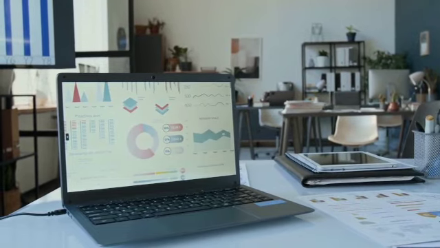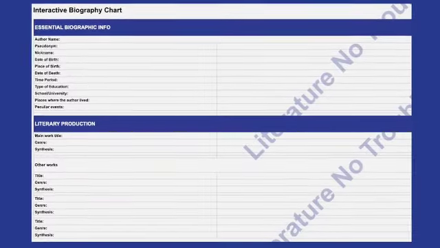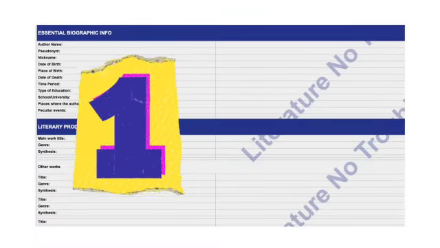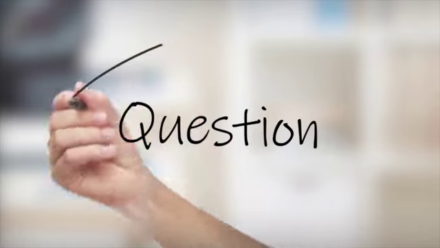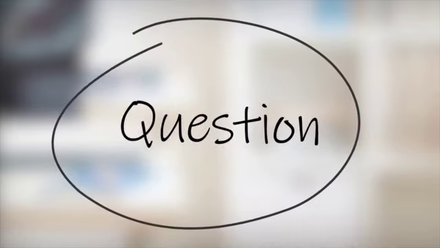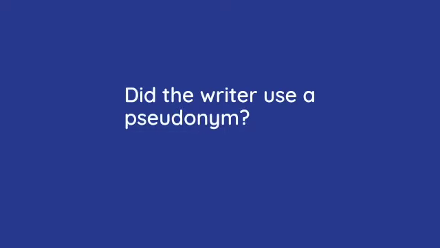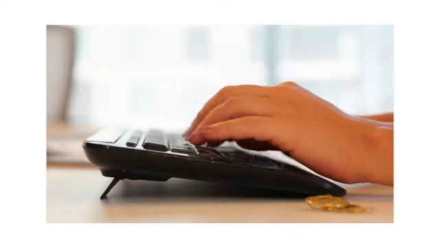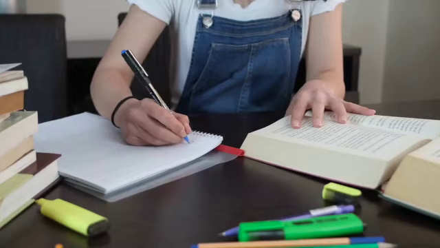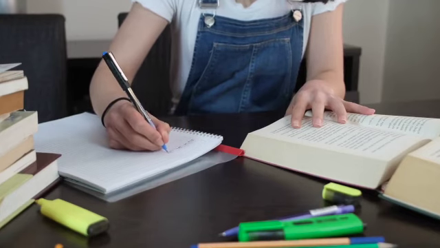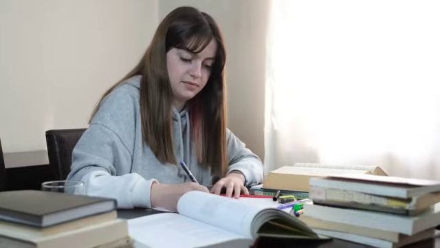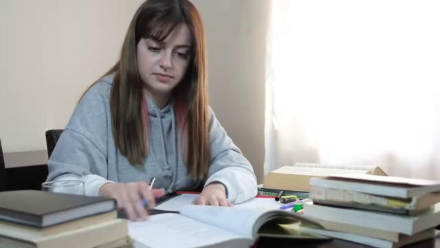Now let's take a closer look at the chart itself. As you can see, it's divided into two main columns. The column on the right contains the key information you need to include. Think of them as guiding questions, such as what's the author's name, or did the writer use a pseudonym, for example. The column on the left is where you'll write down the info you need. You don't have to complete every space though, but you can use this structured format to capture the important biographical information from your textbooks, notes, or research.